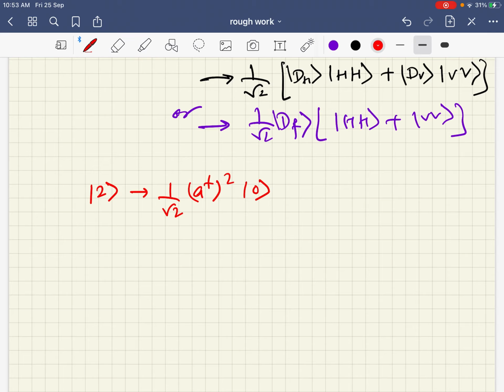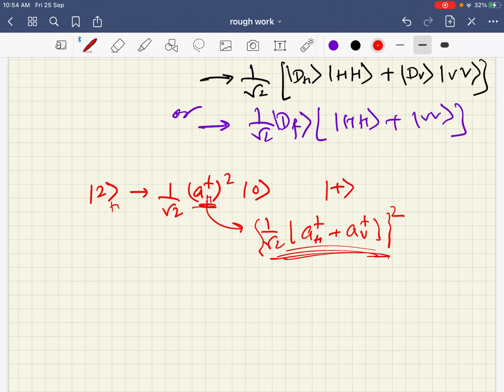Okay, now we have a 45-degree polarized state. Let's write the 45-degree polarized state as a plus state. So if you have two plus states, then instead of this operator, we would be writing 1 over root 2 times a horizontal dagger plus a vertical dagger, and the whole thing squared, right? So this would make a photon with certain polarization. Let's say if this is horizontal, this operator corresponds to horizontal, and this complete one is a 45-degree raising operator.